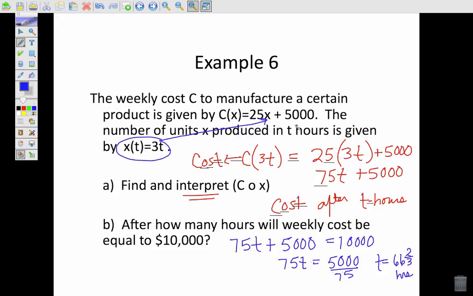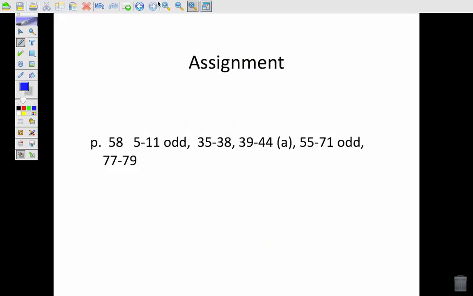And what we did here was we did a composition. We put the function of x into your variable so that we could get cost and time written together. All right, this is your assignment for section 5.